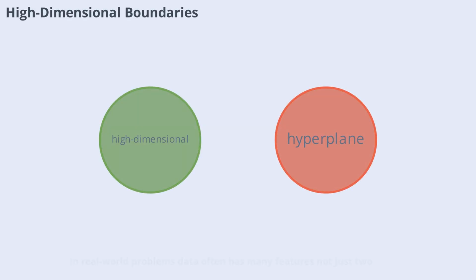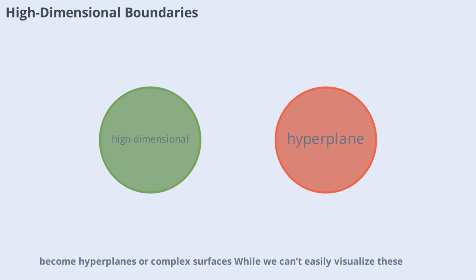In real-world problems, data often has many features, not just two. Decision boundaries in high-dimensional spaces become hyperplanes or complex surfaces. While we can't easily visualize these, the concept remains the same. The model separates classes using boundaries in the feature space.